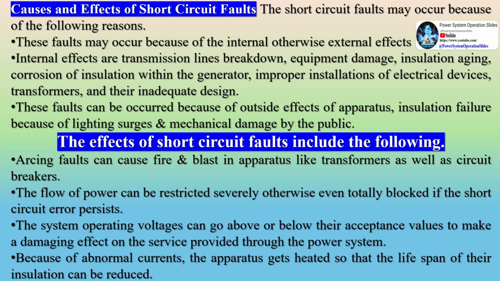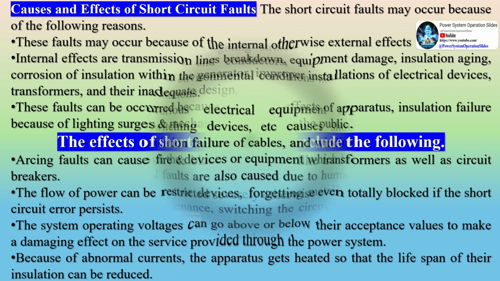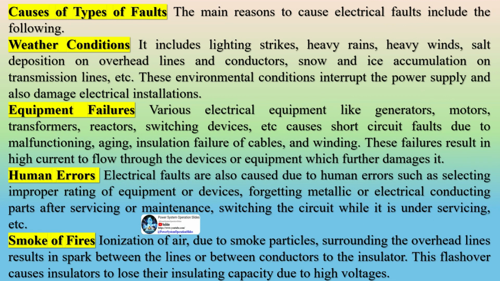Because of abnormal currents, the apparatus gets heated so that the lifespan of their insulation can be reduced. Causes of types of faults. The main reasons to cause electrical faults include the following. Weather conditions. It includes lightning strikes, heavy rains, heavy winds, salt deposition on overhead lines and conductors, snow and ice accumulation on transmission lines, etc. These environmental conditions interrupt the power supply and also damage electrical installations.